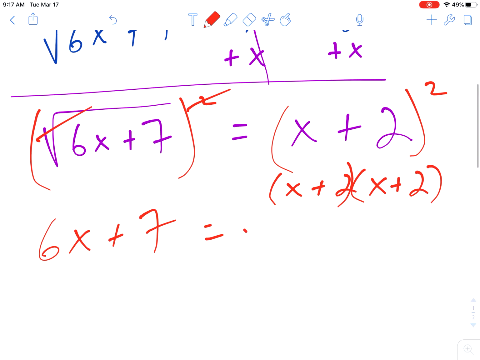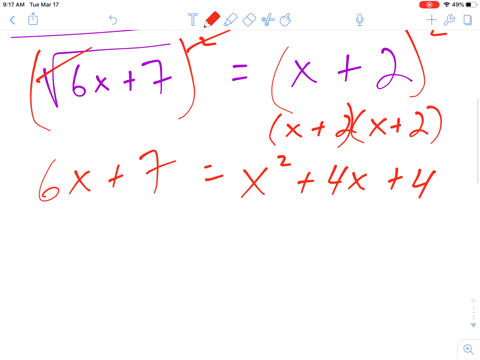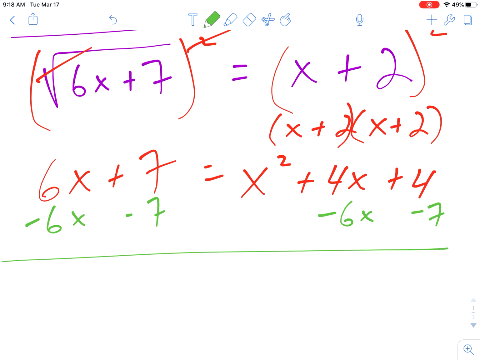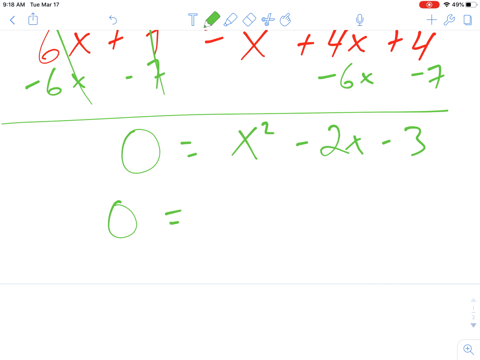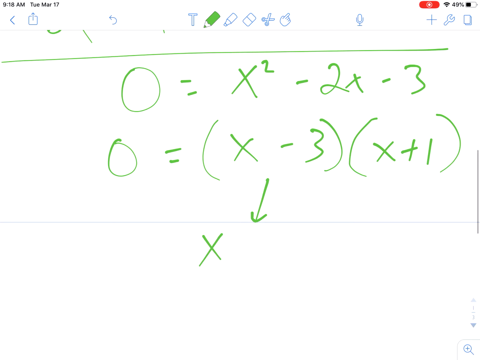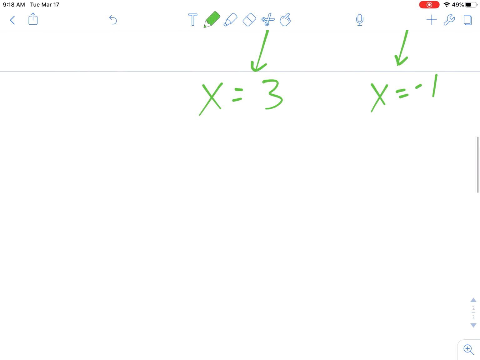Once you get rid of the radical symbol, then you can just solve whatever's left. So with this one, you end up with x squared plus 4x plus 4 on the right hand side. So subtract 6x, subtract 7, 0 equals x squared minus 2x minus 3. And again, if you prefer to use the quadratic, go ahead, but most of these problems factor, most of them. So you end up with two possible solutions, x equals 3, x equals negative 1.